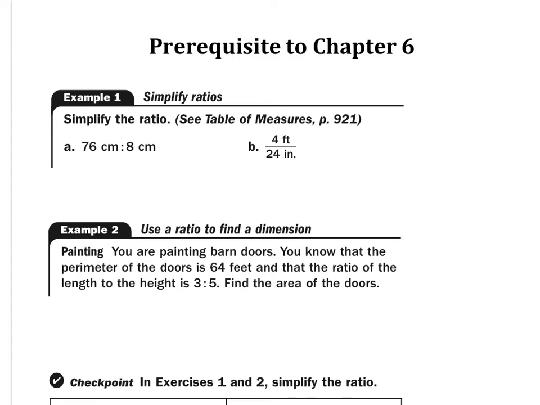Unit 6, this is the prerequisite to Chapter 6, and a little skills check on ratios and proportions. To simplify a ratio, you just put it in simplest form. A ratio is just a comparison of two numbers. So you can think of that as a fraction.